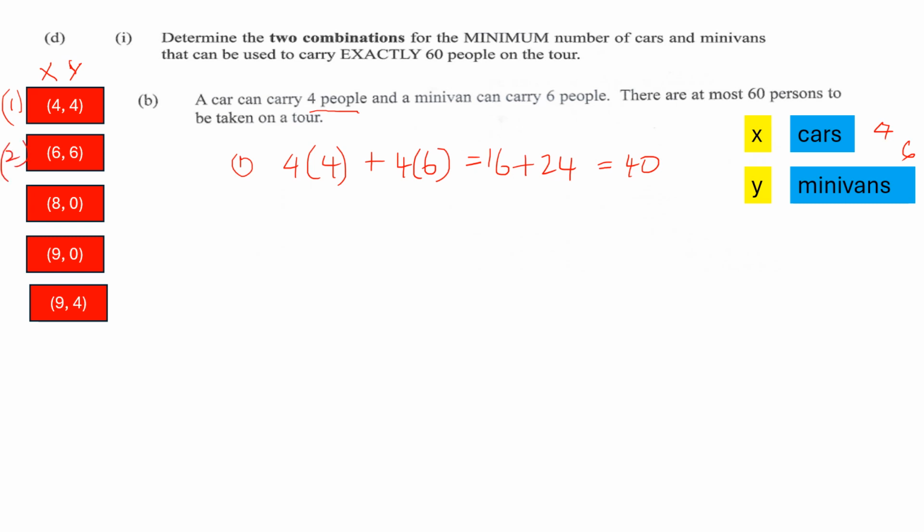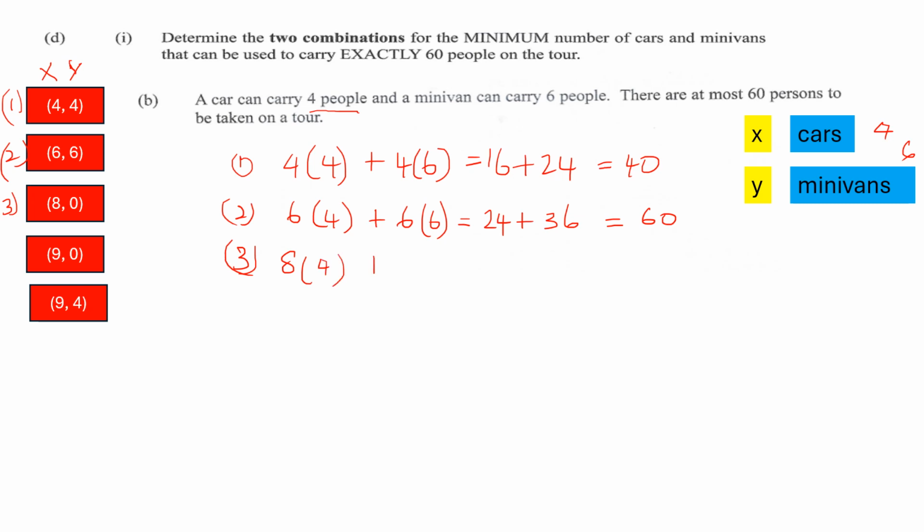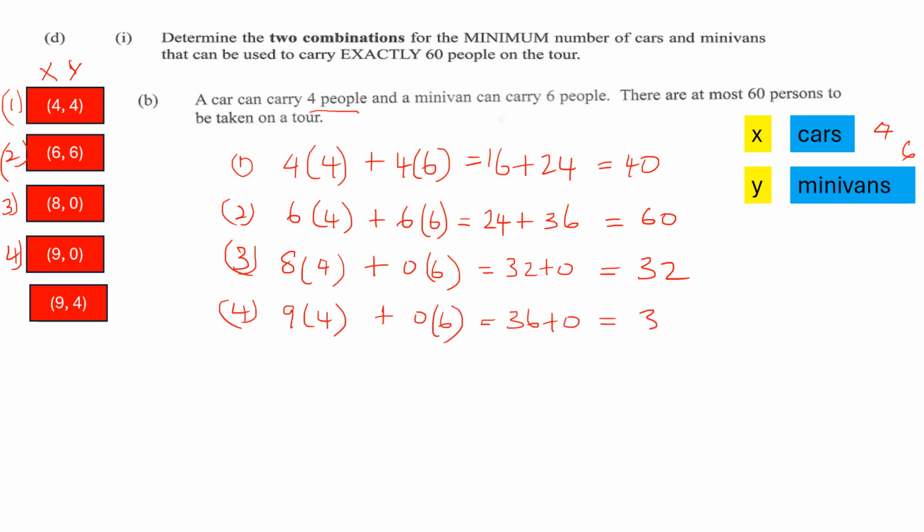Second, we're going to get 6 by 4 plus 6 by 6. So that's 24 plus 36. That's going to give us 60. Third, we're going to get 8 by 4 plus 0 by 6. So that is 32 plus 0, 32. Fourth, we're going to get 9 by 4 plus 0 by 6. So that's 36 plus 0, 36.